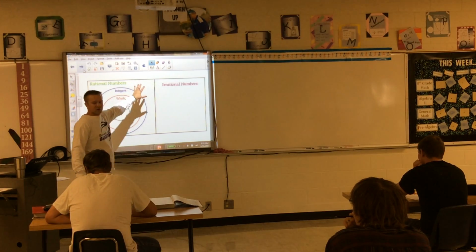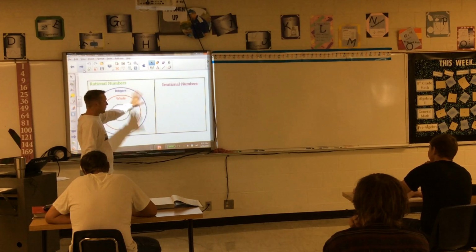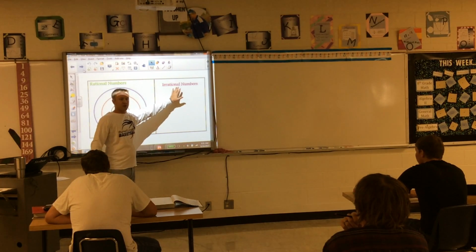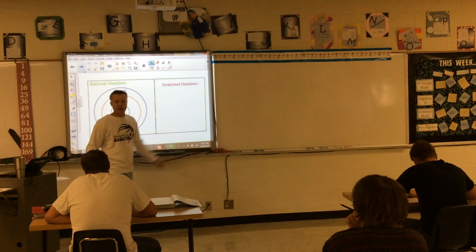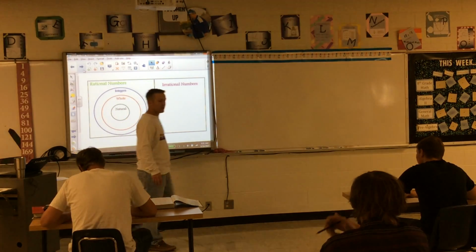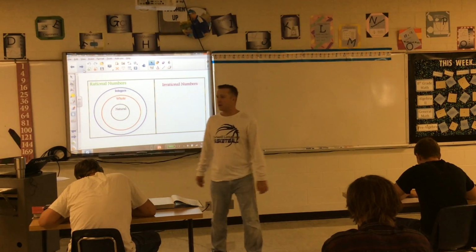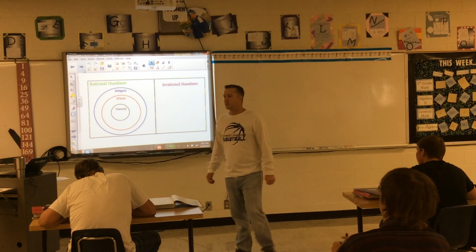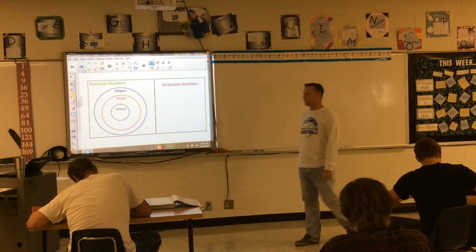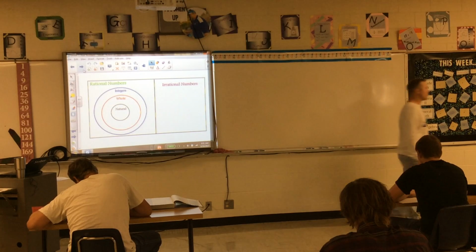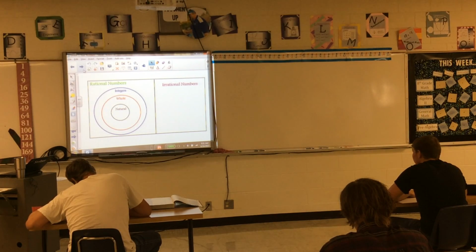Okay, so now yours looks kind of like this. This is how mine looks. Your green box is irrational numbers. Label the small circle natural numbers. You're going to need room to write things under, about half of it. If you want to use markers or colored pencils or crayons, you can come up here and get those.